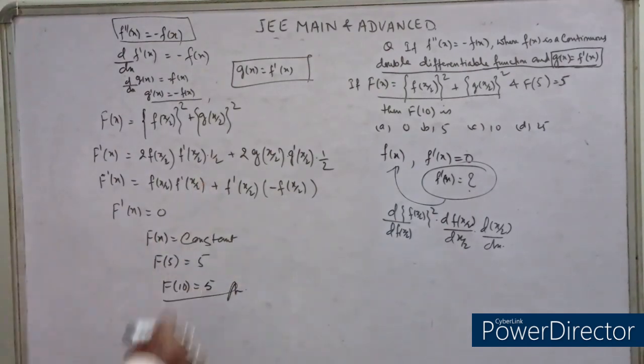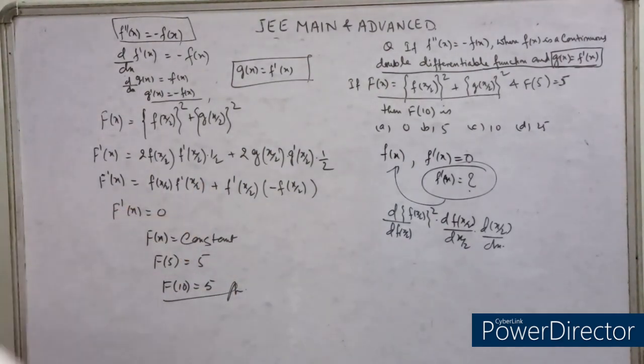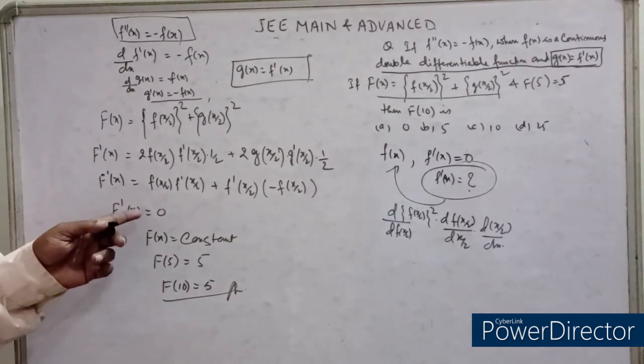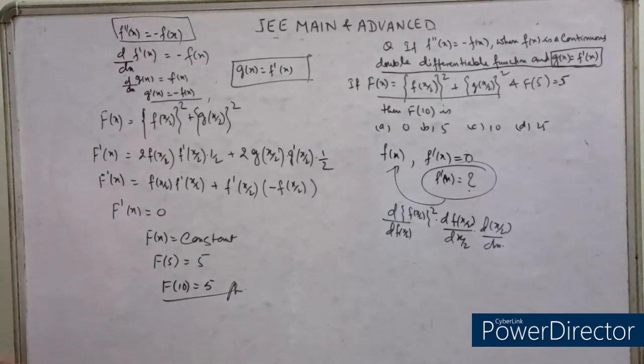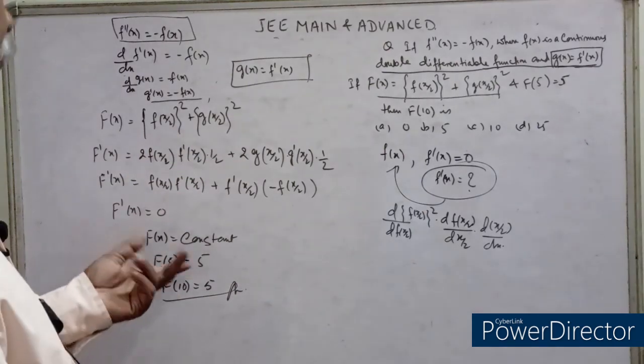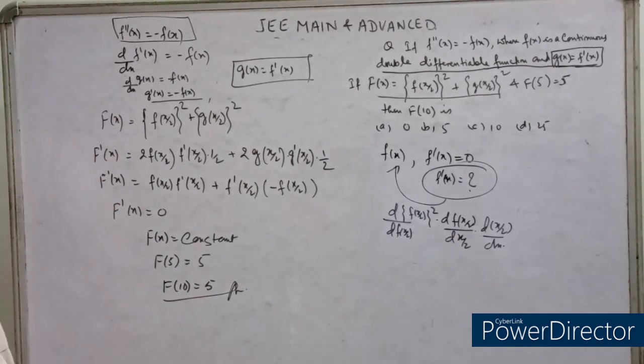See the interesting point of this question. By the help of f dash x, because I got 0, that means it is a constant function. So f5 is 5, so the value of the constant is 5. So f10 will also be 5. This is how we have to solve such type of questions.